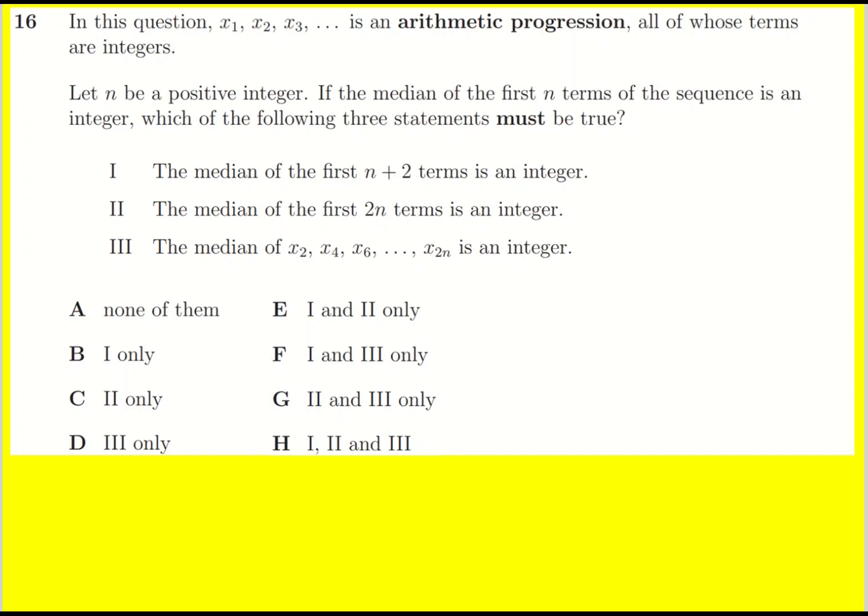So x1, x2, x3 is an arithmetic progression or sequence, all of whose terms are integers. N is then a positive integer, and if the median of the first n terms of the sequence is an integer, we're asked which of the following three must be true. So we really need to split it into two cases here: if n is odd and if n is even. Let's take a look at if n is odd.